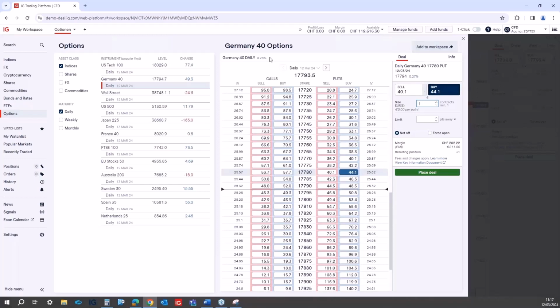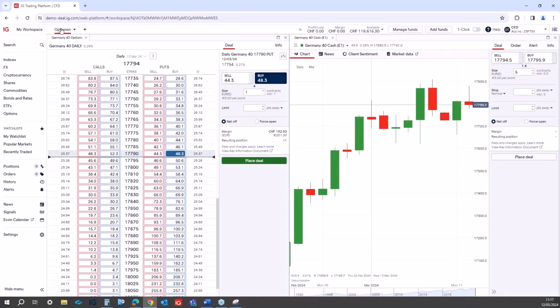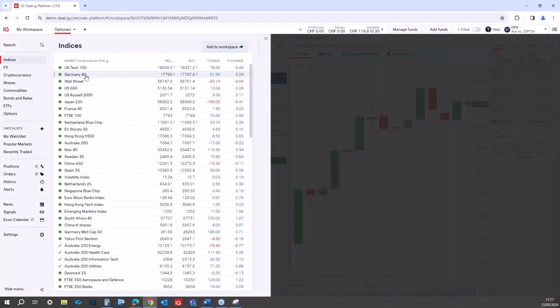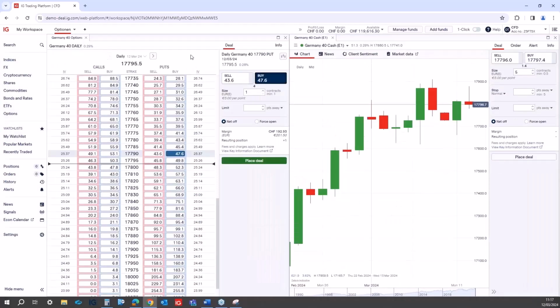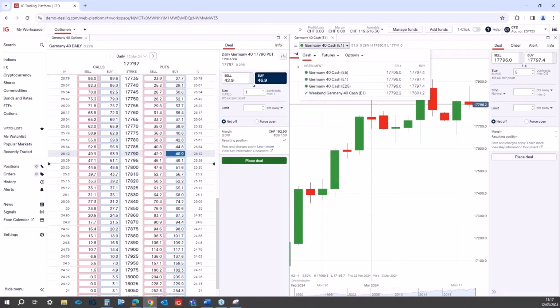What I always like to do is create a workspace. If you add this overview to the workspace, you will get an overview. Here you can create different workspaces, and what I've done is add the options overview, and by going on the DAX and clicking add to workspace, I added two different charts next to each other. You can align them the way you want. Here we will be seeing the current Germany DAX as well as the options. Here I just have the cash contract, because obviously we're looking at the daily, so this is being featured against the cash.